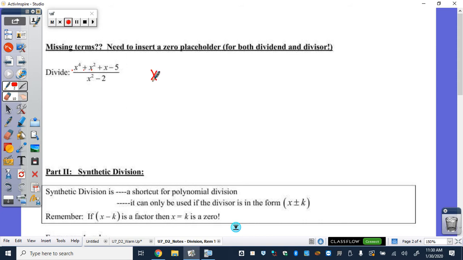So we would still set up our long division just like we normally would, but after our x to the fourth, we're going to put in a 0x to the third. Because if we're missing a term, we've got to have a 0 placeholder for it. Even if it's the last term, our constant there, you still would have to have a 0 placeholder if that was missing and it just had x's in it.